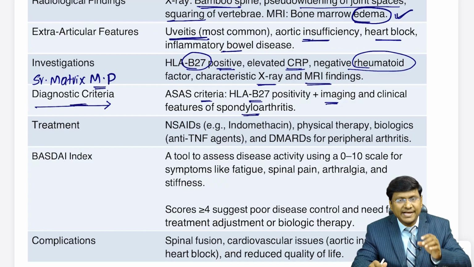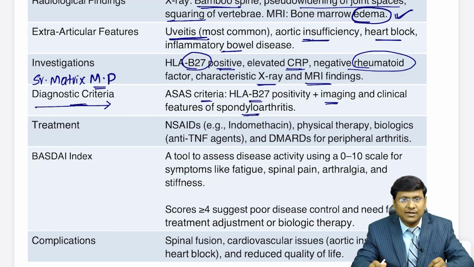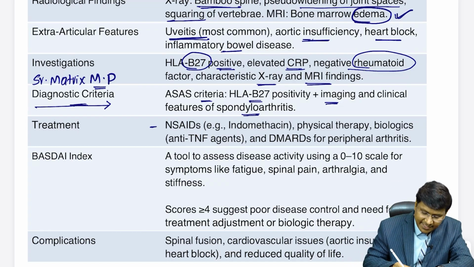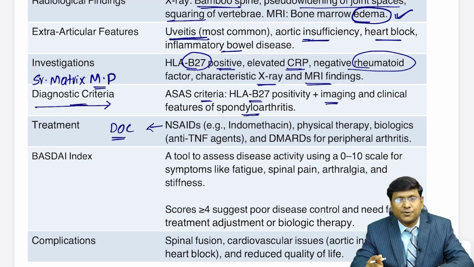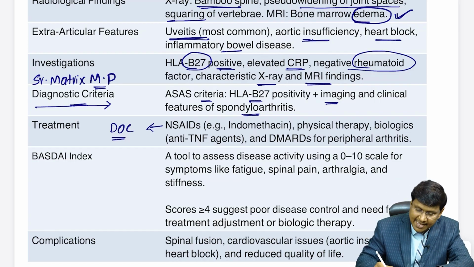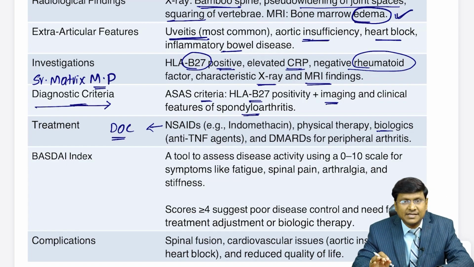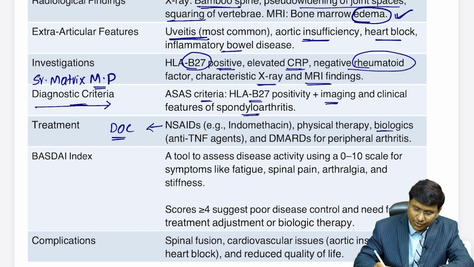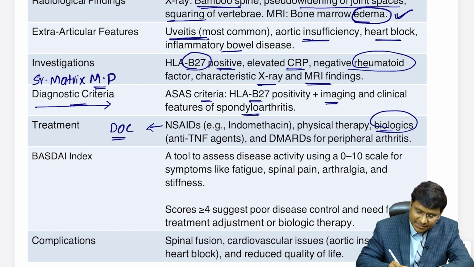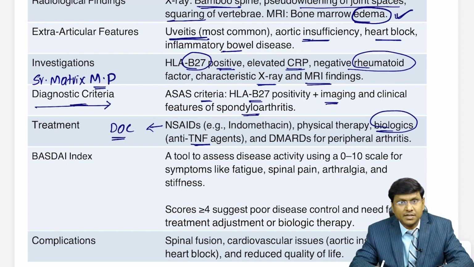Then how do you treat? What exactly is the drug of choice in patients with ankylosing spondylitis? See, the drug of choice in patients with ankylosing spondylitis will be indomethacin. So indomethacin is considered the drug of choice, right? And with indomethacin, if the individual does not have an adequate response, then you need to add the biological agents, that is anti-TNF agents, right?